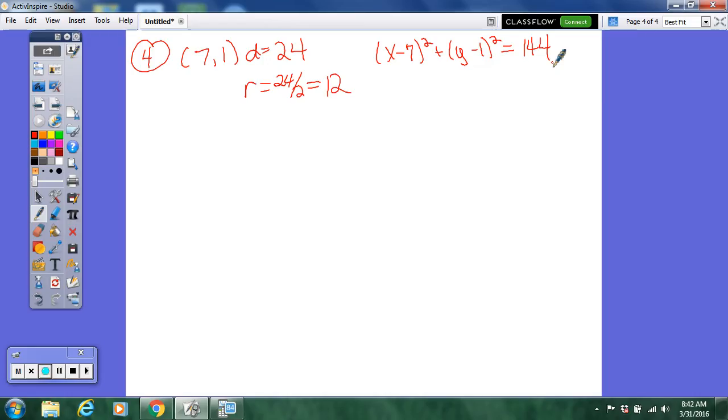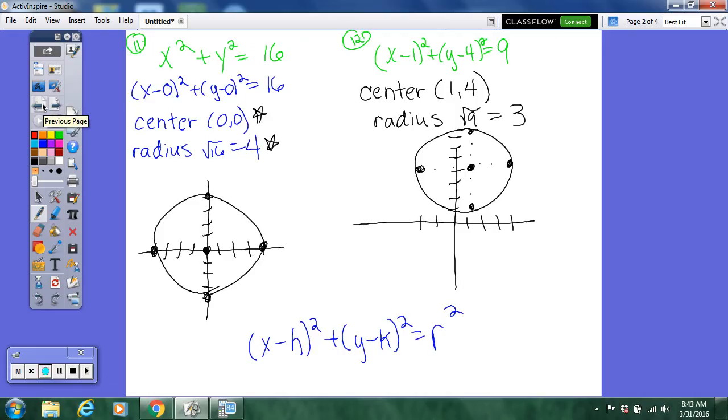I think I'm fine with it, but which one was it that we square rooted? That was the very first one when we were working backwards. They gave us the equation, and we had to go backwards and find the center and the radius. So when you're plugging in the equation, you square it. When you're coming out of the equation, you square root it. Okay?